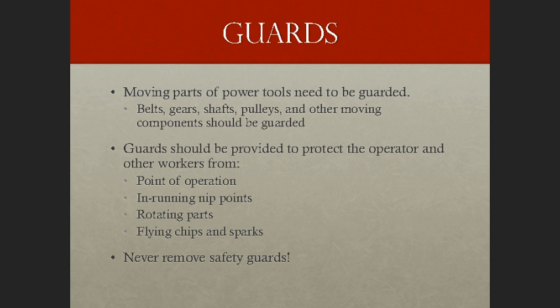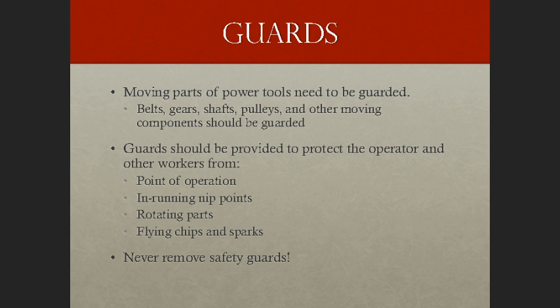Guards. Hazardous moving parts of a power tool need to be safeguarded. For example, belts, gears, shafts, pulleys, sprockets, spindles, drums, flywheels, chains, or other reciprocating, rotating, or moving parts of equipment must be guarded if such parts are exposed to contact by employees. Guards, as necessary, should be provided to protect the operator and others from the following: point of operation, in-running nip points, rotating parts, and flying chips and sparks.